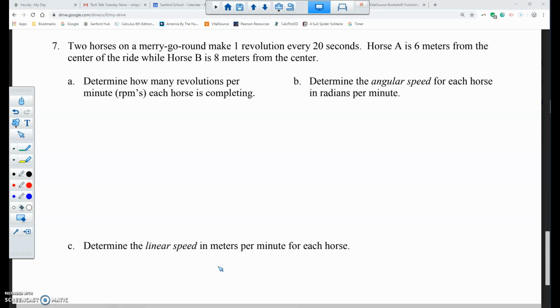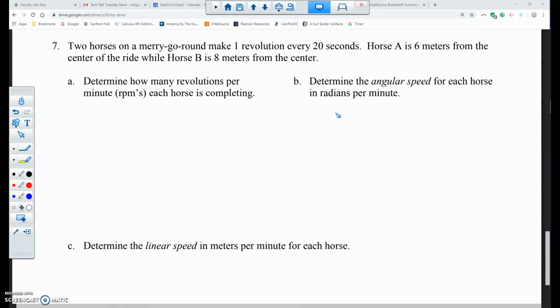So you have to go from radians to meters. Keep in mind, you do know each horse's radius. One is 6 meters from the center of the ride, and the other one is 8 meters. So you're actually going to get 2 answers for part C, one for each horse, and we can see if the 2 horses are moving at the same speed. Knowing the radius and how many radians you have should help.